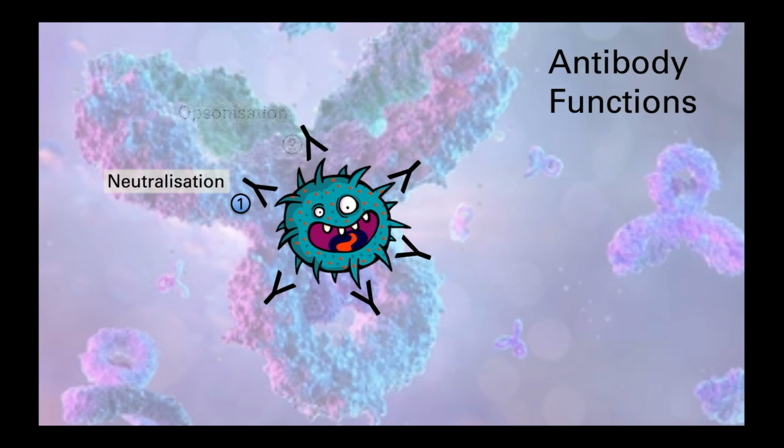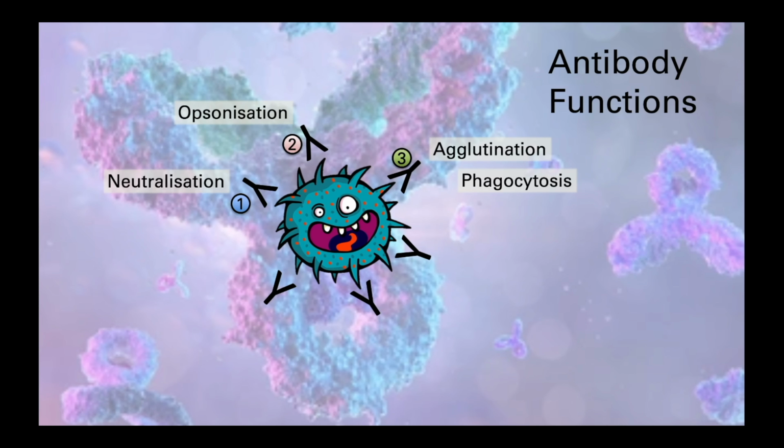Secondly, opsonization. We've already mentioned this, but antibodies mark the antigen for removal. Thirdly, agglutination. So if multiple antibodies bind the same antigens, they can form large complexes that are very attractive to phagocytes.